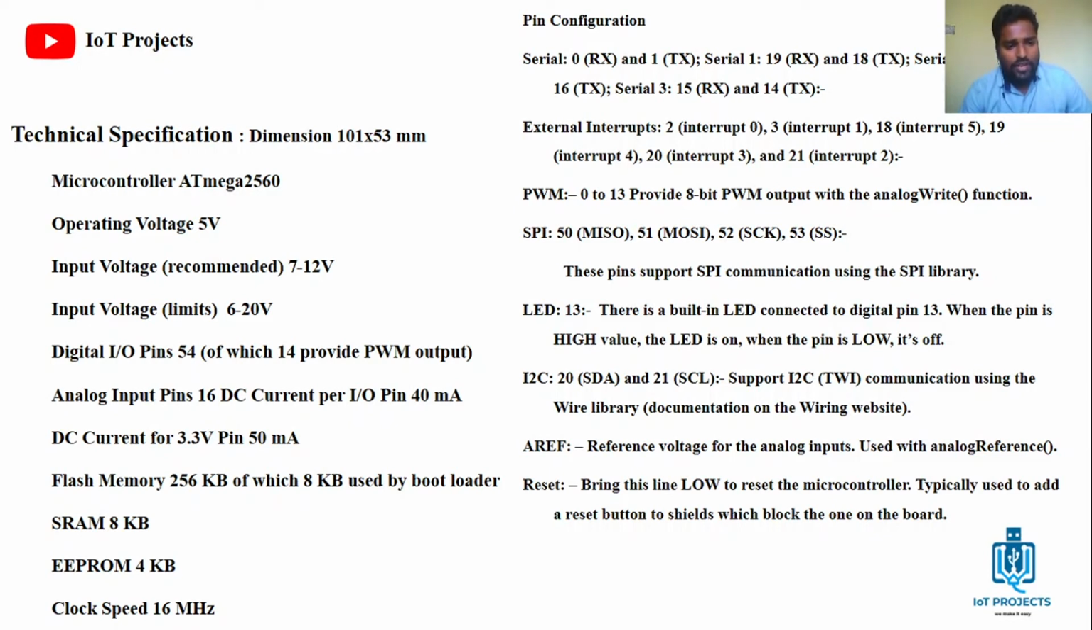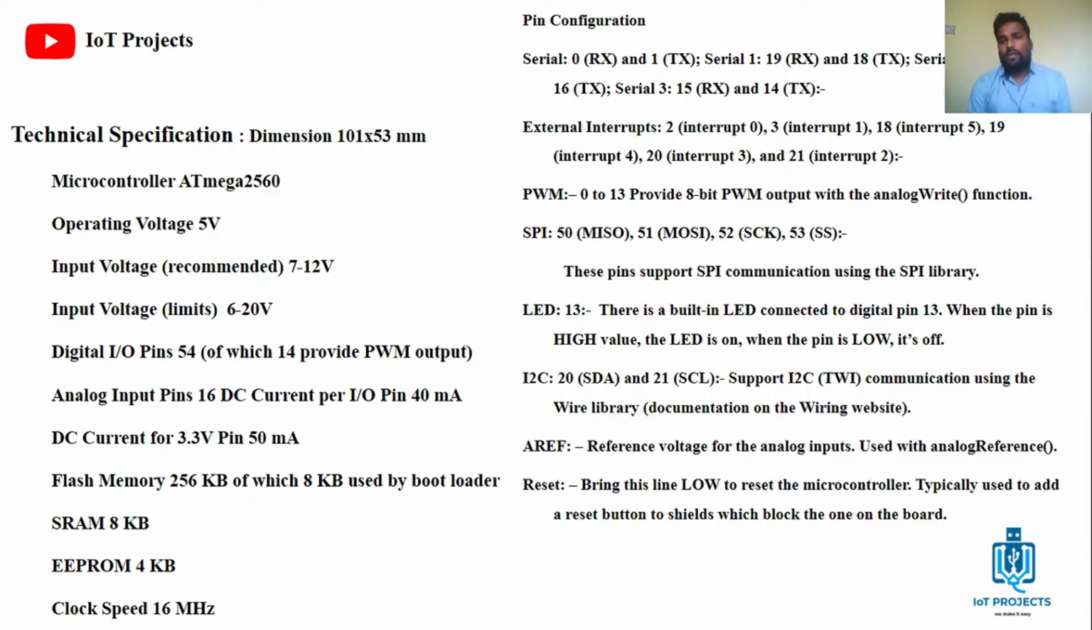DC current per input output pin is 40 milliampere, and DC current for the 3.3 volt pin is 50 milliampere. The Arduino Mega, as we have already seen, has a flash memory capacity of 256 KB, and SRAM and EEPROM are 8 KB and 4 KB respectively.